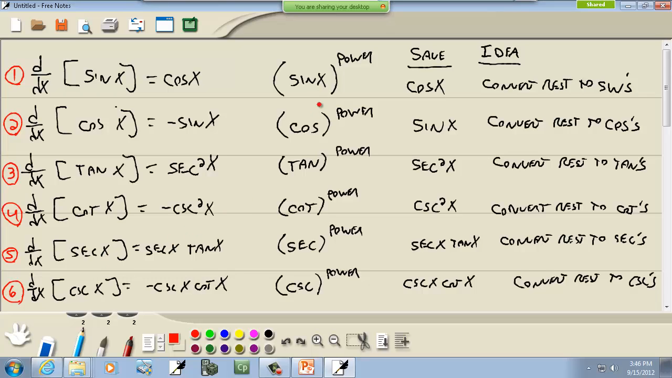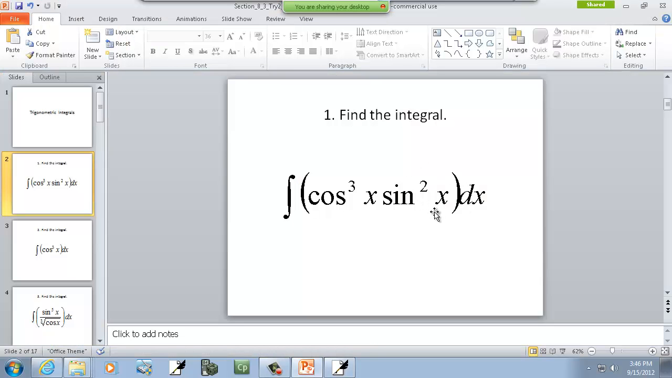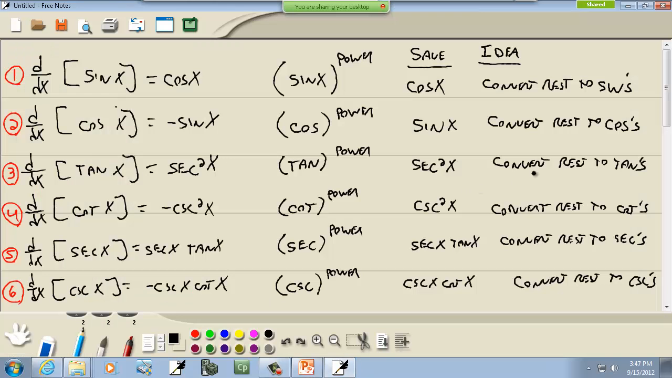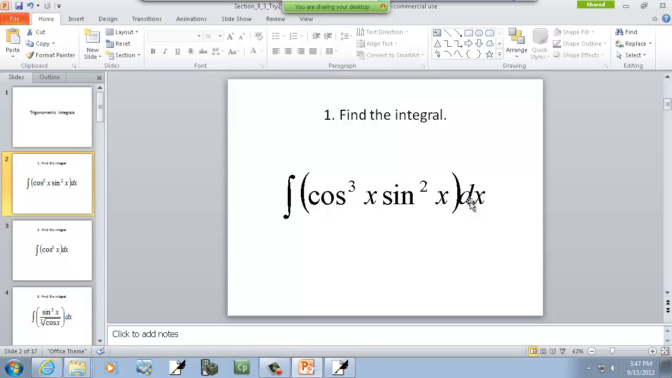Well, it's either this one or this one. Now, specifically, for this one we need to save a cosine. This one we need to save a sine. Well, if I saved a sine, that would just leave me one sine, and we always have to have an even power. But if I come over here to the cosine of the third, if I save one of those cosines off, we'll have an even power, and we'll see why that is. So we're going to save a cosine. So that's going to be type 1. So save a cosine, convert everything else to sines.